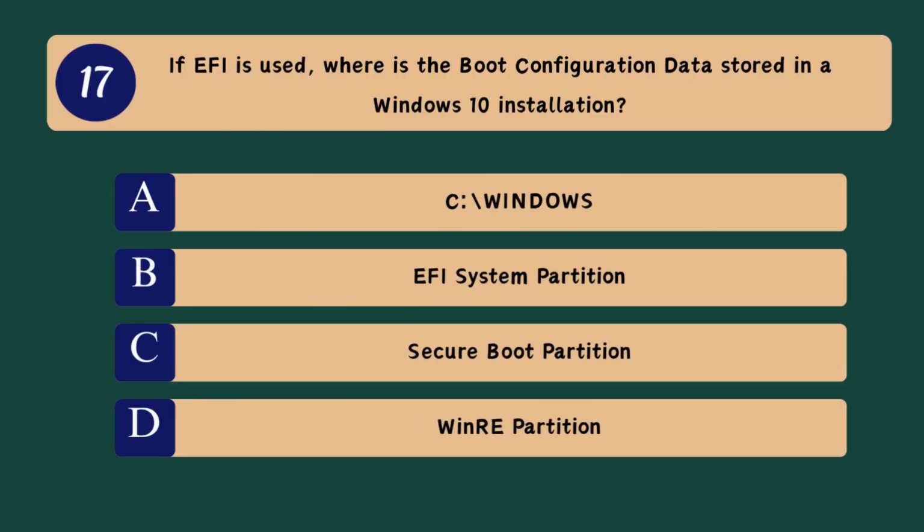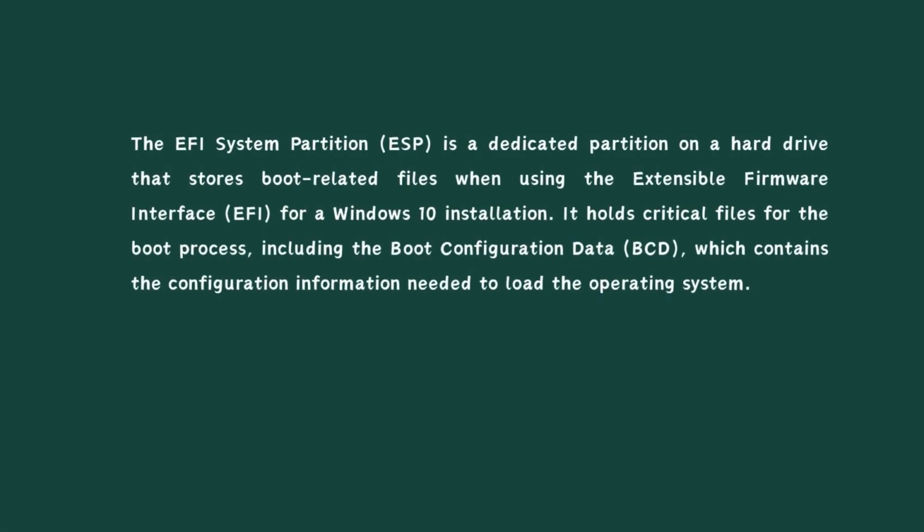Question 17. If EFI is used, where is the boot configuration data stored in a Windows 10 installation? A. C:\Windows. B. EFI system partition. C. Secure boot partition. D. WinRE partition. Correct answer. B. EFI system partition. The EFI system partition is a dedicated partition on a hard drive that stores boot-related files when using the Extensible Firmware Interface for a Windows 10 installation. It holds critical files for the boot process, including the boot configuration data, which contains the configuration information needed to load the operating system.